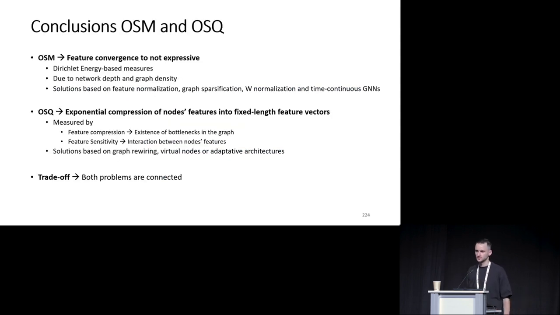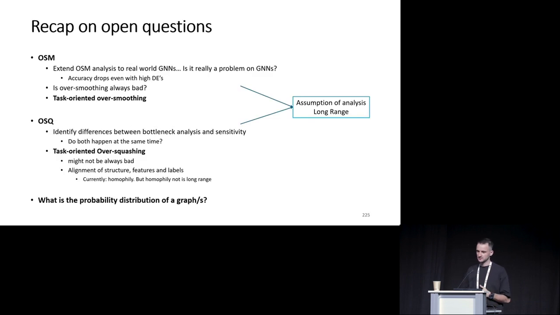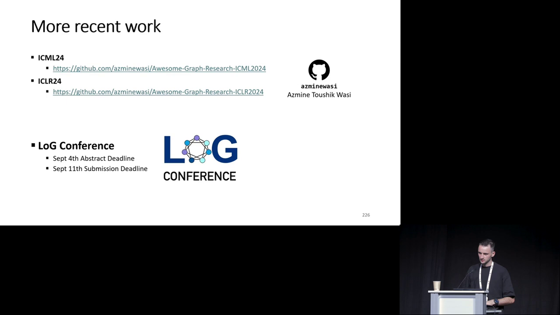So basically the conclusion is that you have over-smoothing, which is when all features collapse. We have over-squashing, where there is a bottleneck and the features are not sensitive to each other. And the open questions are that usually they are not task-oriented, and what we mentioned before about properly measuring the long range. There is more recent work in these two GitHub repositories. Very nice, and thank you to the author because it gathers all the works.